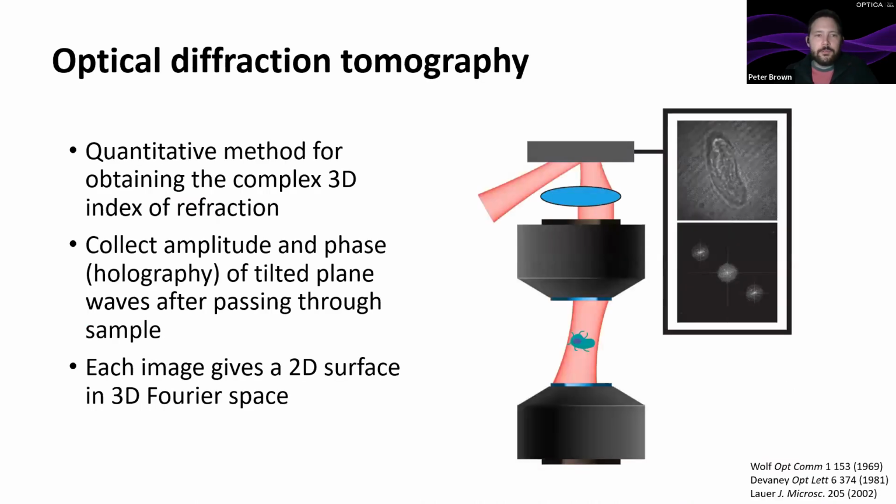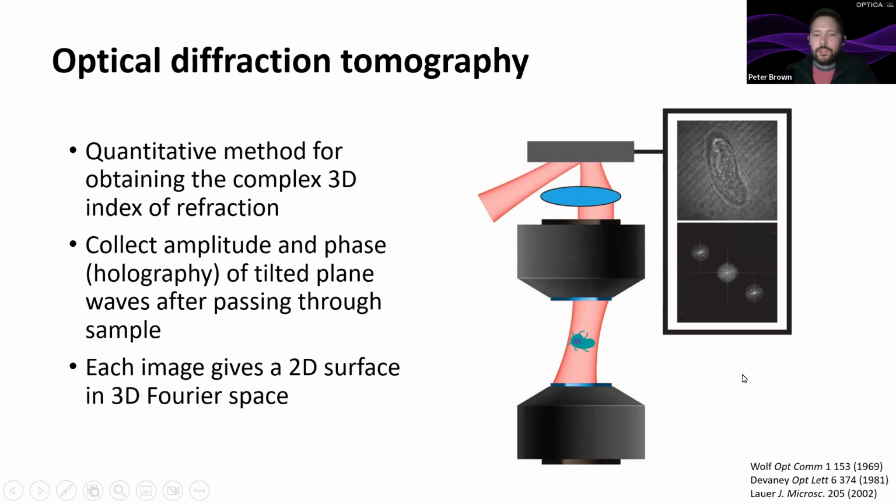Optical diffraction tomography is a quantitative phase imaging method for obtaining the 3D refractive index of typically biological samples. We place a sample in an imaging plane and we shine a coherent plane wave through that sample. Due to the sample's spatially varying refractive index, this writes a spatially varying phase shift on the beam, which we then read out using off-axis holography, collecting images like this.